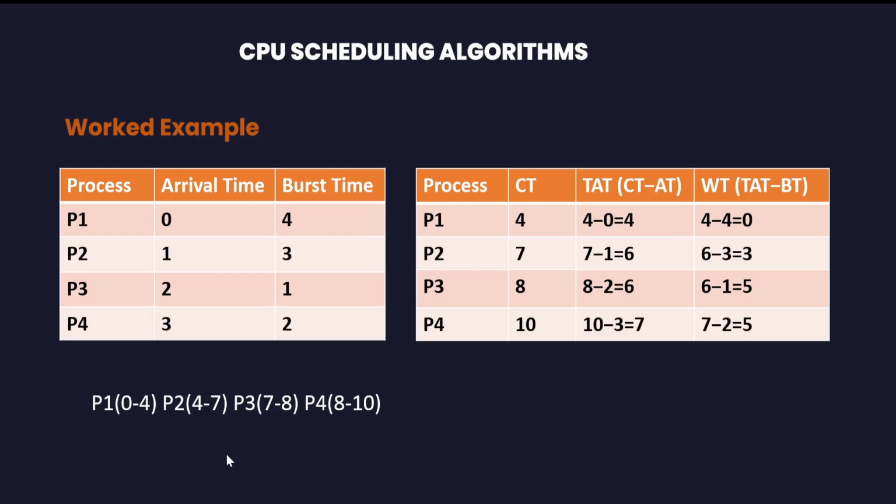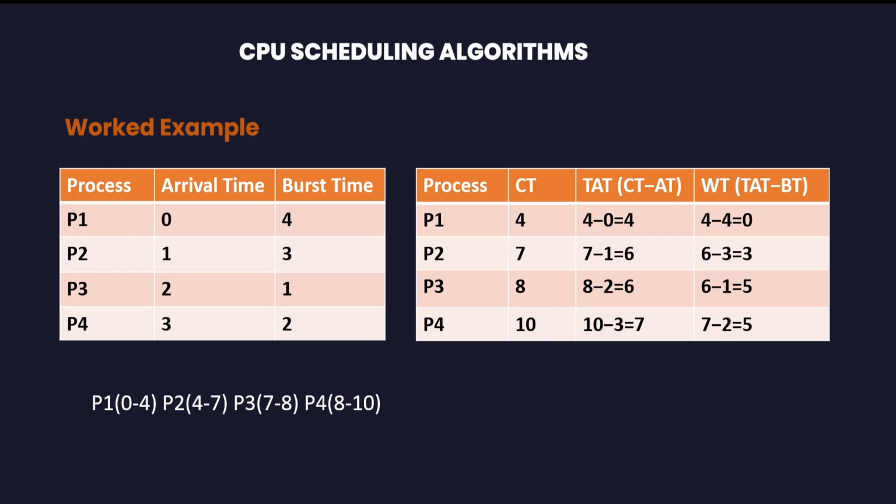So P1 will run from 0 to 4. Then after completion of P1, P2 will run for 3 minutes. So 4 to 7. Then after completion of P2, P3 will run for another 1 minute. So 7 to 8. Then P4 will run from 8 to 10. Okay, so this is how it will run. So completion time will be: P1 has completed at the 4th minute, so 4. P2 has completed at the 7th minute, so 7. P3 at 8 and P4 at 10. So these are their completion times.